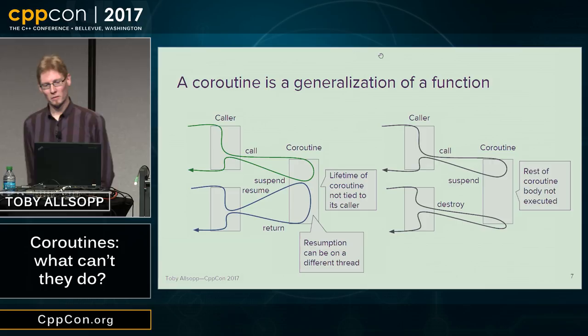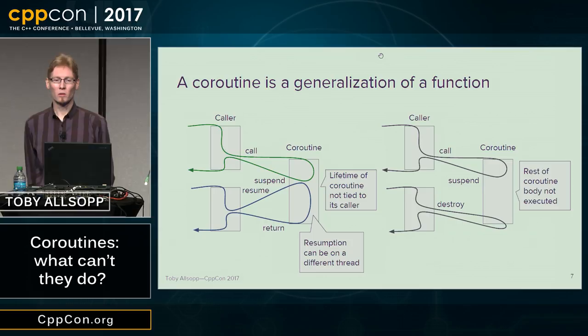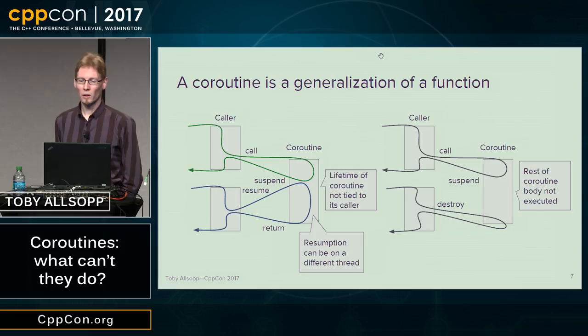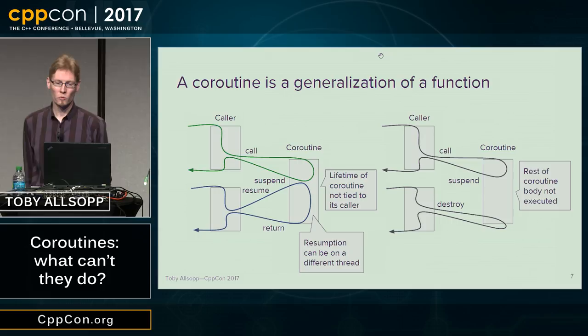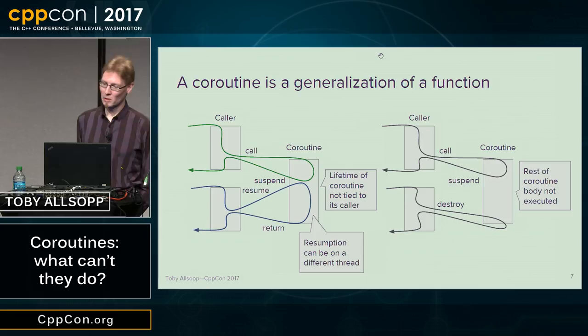The other interesting control flow that coroutines have is that they can be destroyed. On the right there, we see one caller calls the coroutine, it suspends, the control flow transfers back to the caller, and then later on, the coroutine can be destroyed, which transfers the flow of control right to the very end of the coroutine, where the destructors and everything run. Everything gets cleaned up, and the bit in the middle of the coroutine is completely skipped. That's quite useful, as we'll see a bit later on.